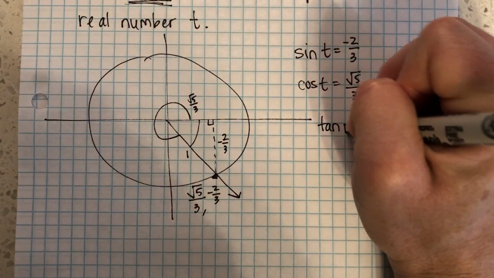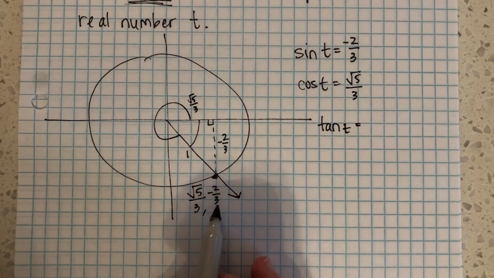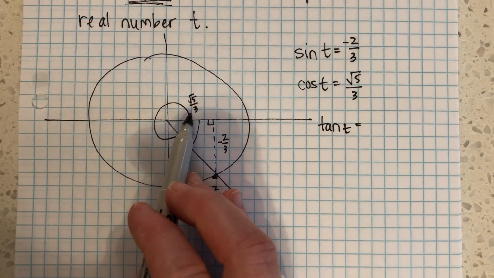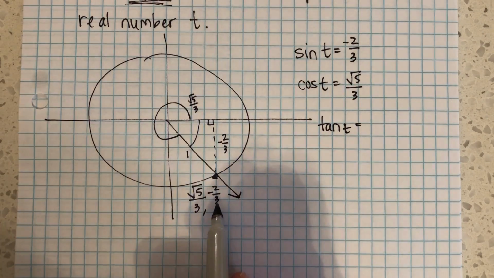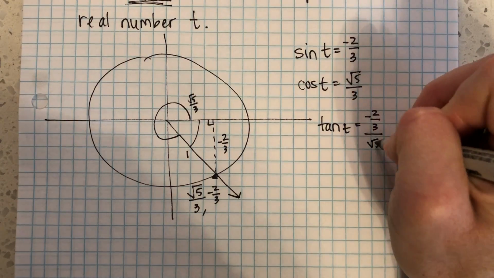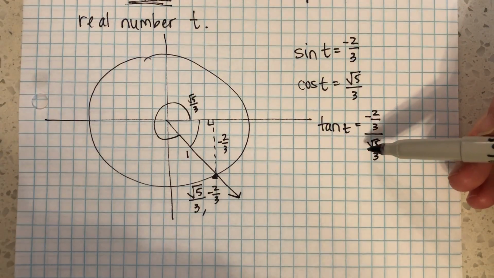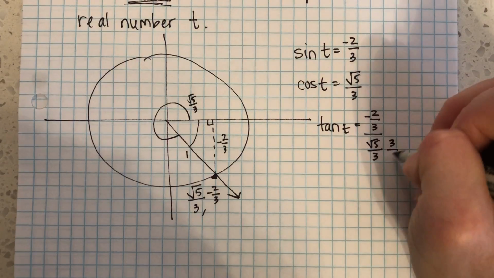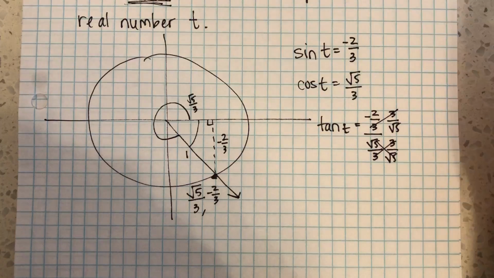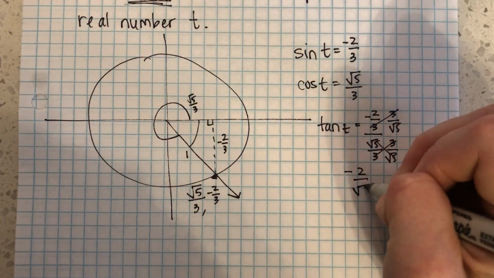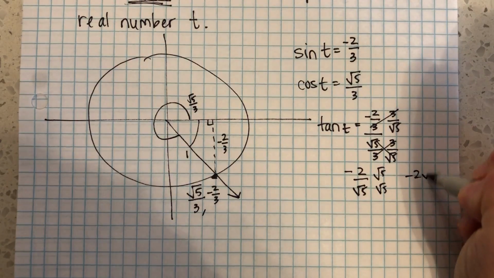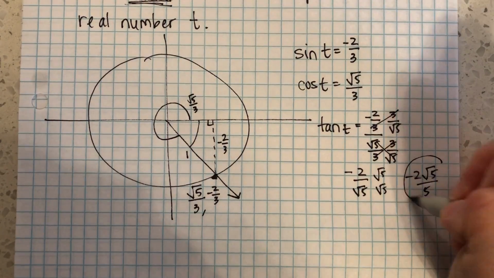The tangent of angle T is y over x, right? You could do O over A, or you could do y over x. So y over x is negative 2/3 over root 5 over 3. A negative over a positive will stay negative. Times his reciprocal, and you get negative 2 over root 5. If I clean that up, I get negative 2 root 5 over 5.